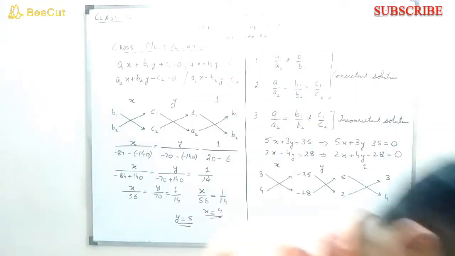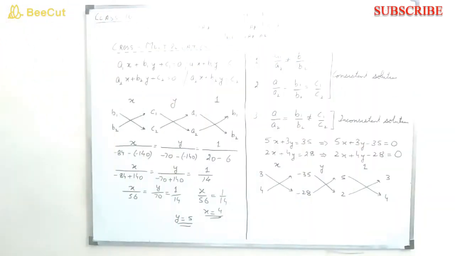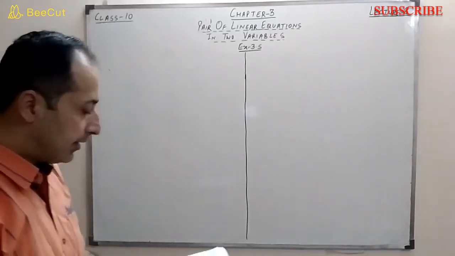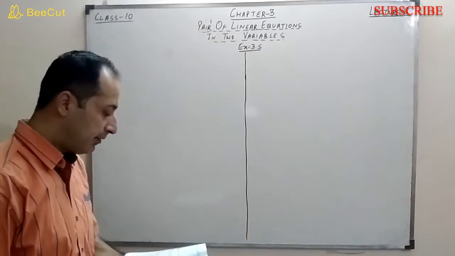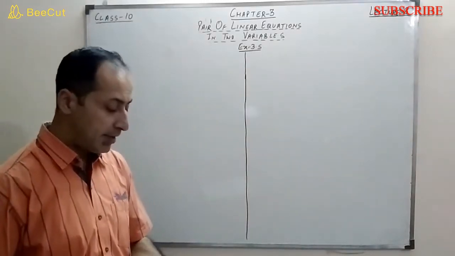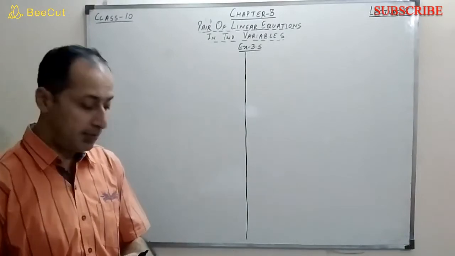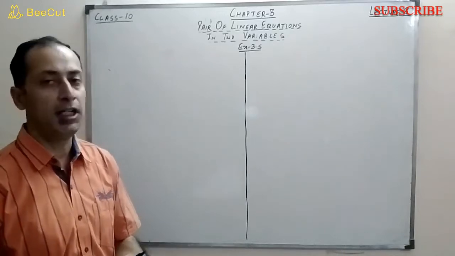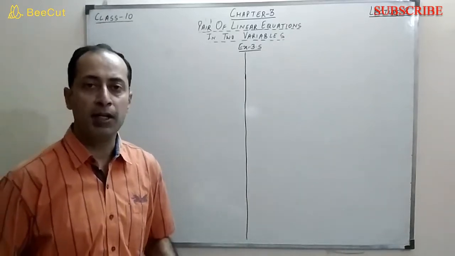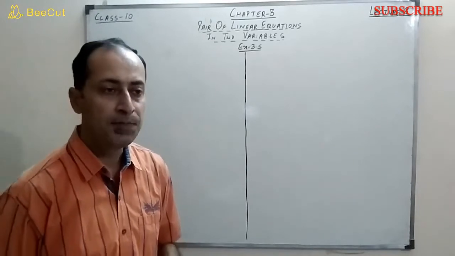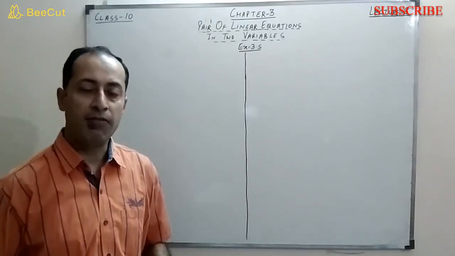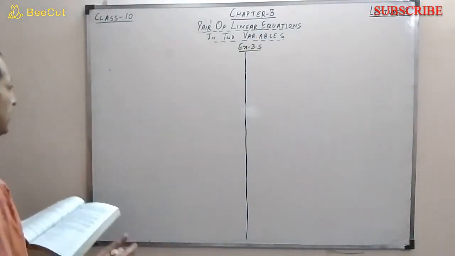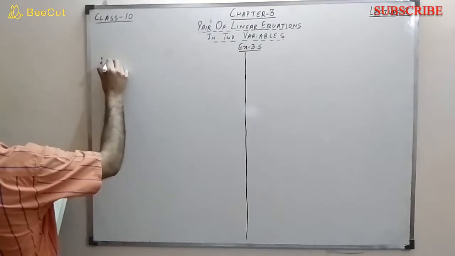Now let's go to the exercise question. If we see the first question of the exercise, it is given which of the following pairs of linear equations has unique solution, no solution, or infinitely many solutions. In case there is a unique solution, find it by using cross multiplication method. So our first thing would be to find the consistency of the solution, if the solution has a unique solution, infinitely many solutions, or no solution. Right? So I'll just start with the second part of the first question.